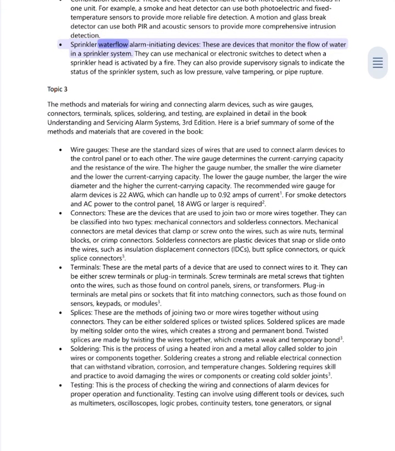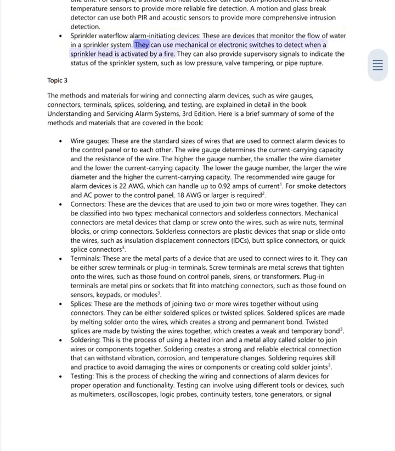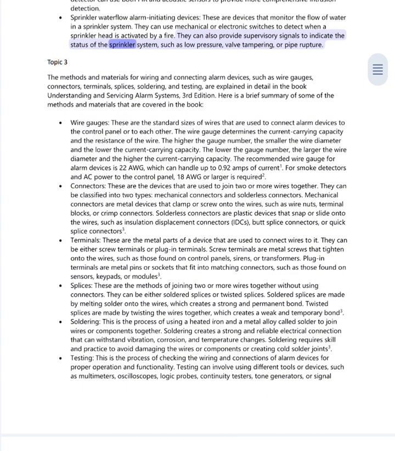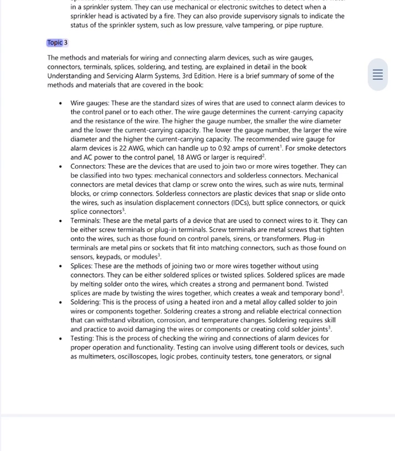Sprinkler water flow alarm initiating devices. These are devices that monitor the flow of water in a sprinkler system. They can use mechanical or electronic switches to detect when a sprinkler head is activated by a fire. They can also provide supervisory signals to indicate the status of the sprinkler system, such as low pressure, valve tampering, or pipe rupture. Topic 3.